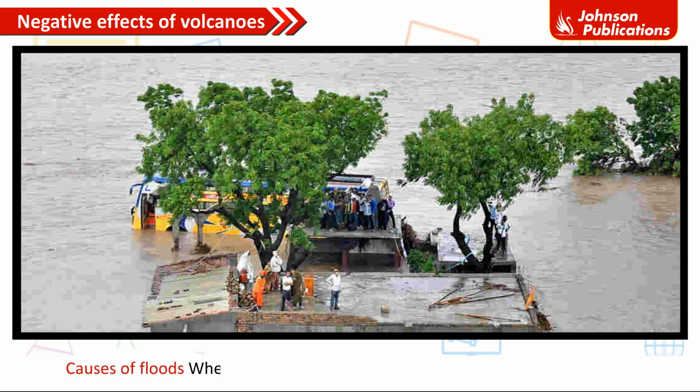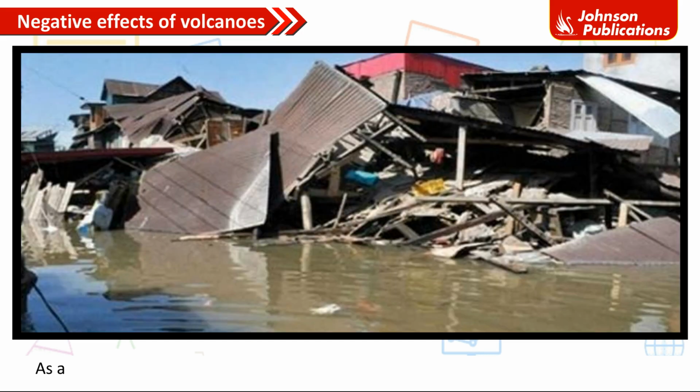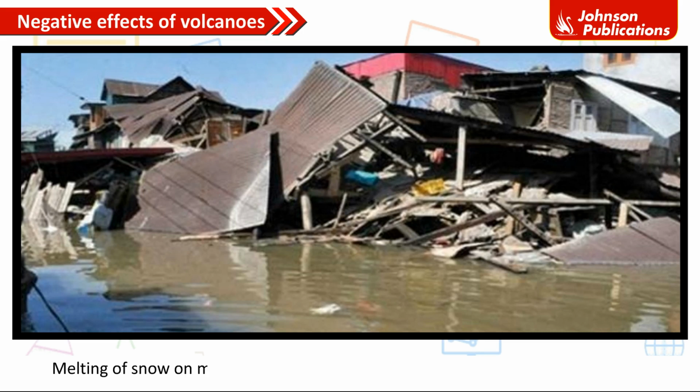Causes of floods. When it rains very heavily and continuously for days together, water bodies overflow and submerge the surrounding areas. Soil erosion takes place. As a result, rivers change their course, causing floods and damage to property and life. Melting of snow on mountain peaks and glaciers also increases water level in seas.